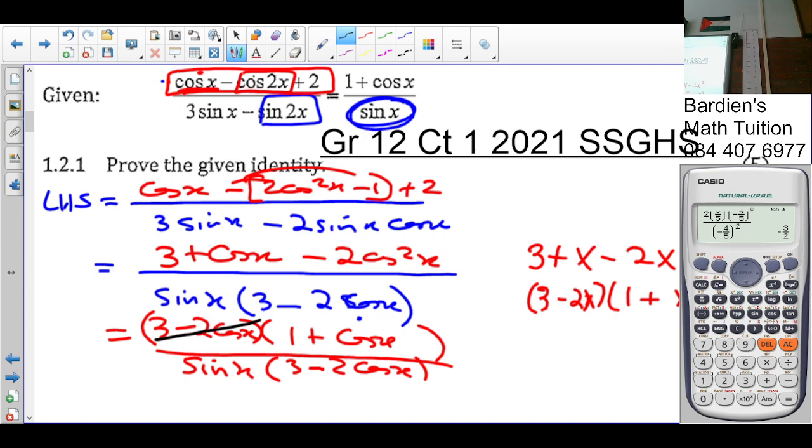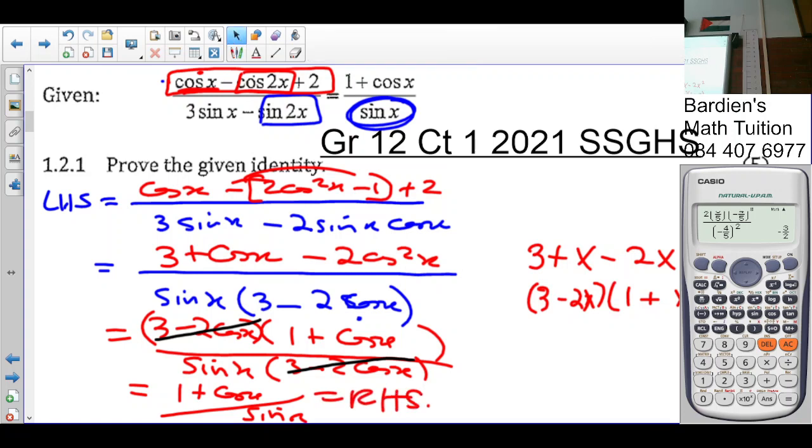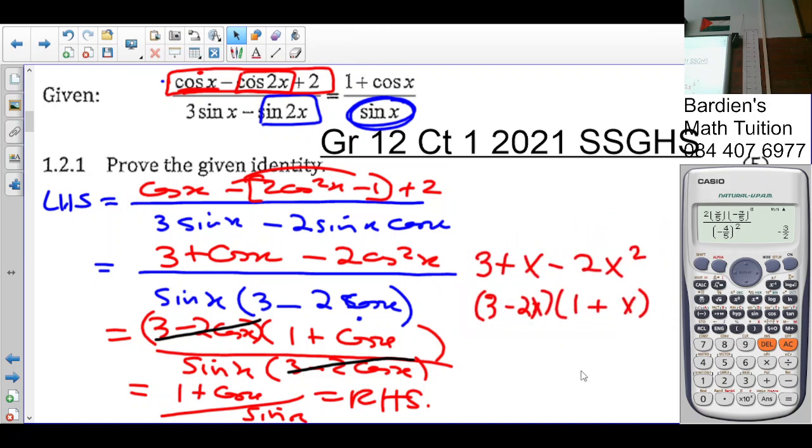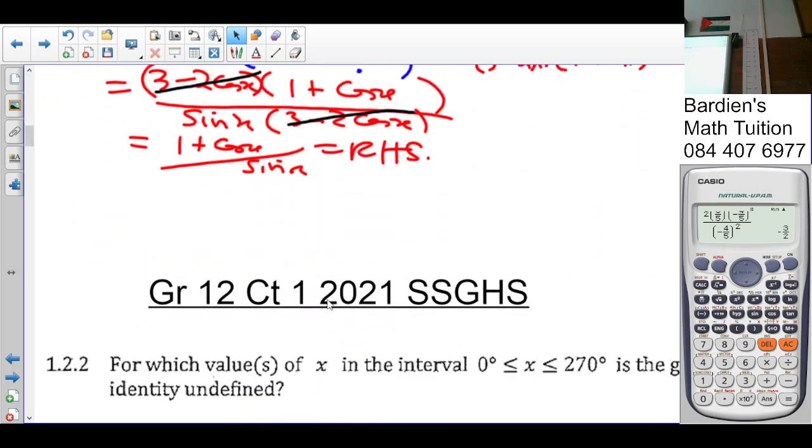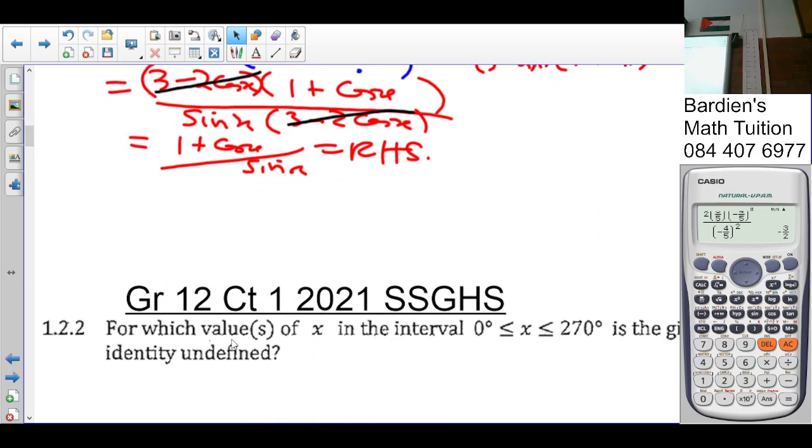Then that cancels, not so? So what are we left with? 1 plus cos x over sin x. And we look at the right hand side, what do we notice? It's exactly the same. So I call it the left hand side is equal to the right hand side. Okay, any confusion there, people? I'm going too much over there and behind the calculator, but it looks over. Okay, any confusion?